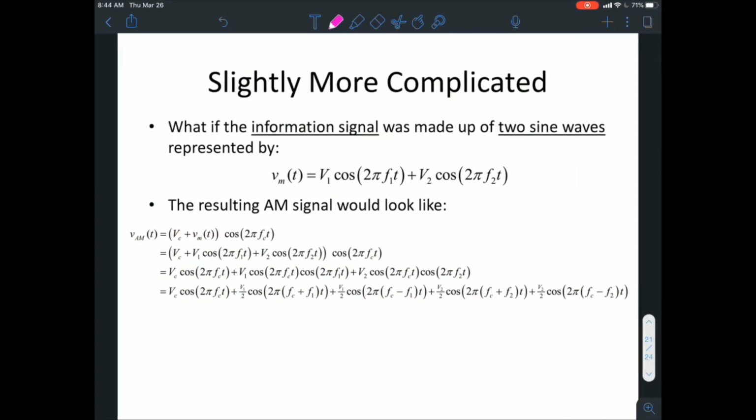All right, so a slightly more complicated signal. We have an information signal that's made up of 2 sine waves. In this case, it looks like this. So this is what our information signal looks like.